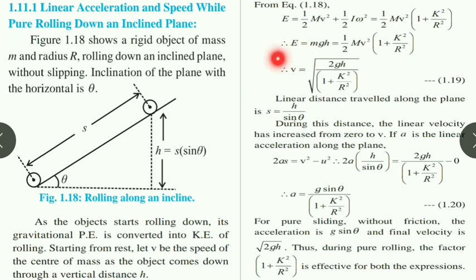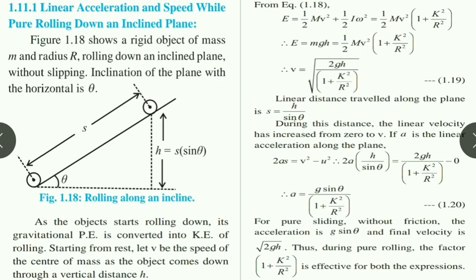Now, the value of E is given by equation number 1.18, that is half mv square into 1 plus k square upon r square. Therefore, mgh equals half mv square into 1 plus k square upon r square. Here m gets cancelled because both are mass of the body. Therefore, v square equals 2gh upon 1 plus k square upon r square. Therefore, v equals square root of 2gh upon 1 plus k square upon r square.